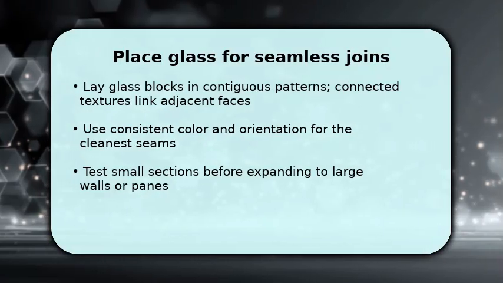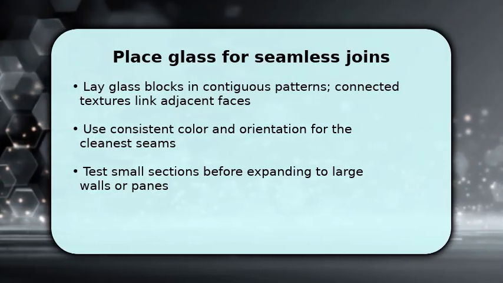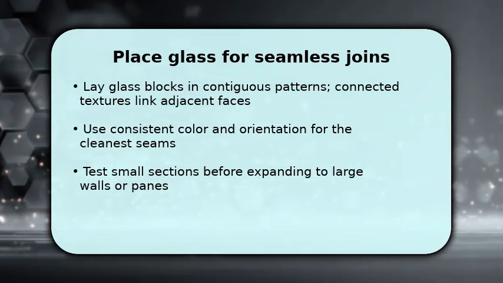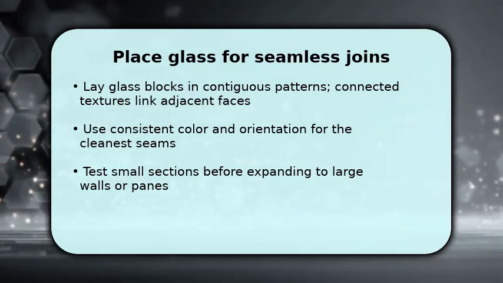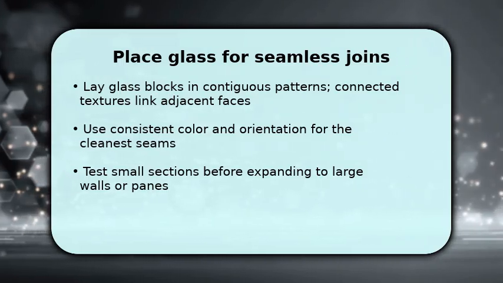Now you build the actual glass surface with connection in mind. You place blocks edge to edge. Connected textures detect neighboring glass and merge seams, so align colors and shapes for consistency. If you want window frames, leave gaps and place glass in continuous runs.